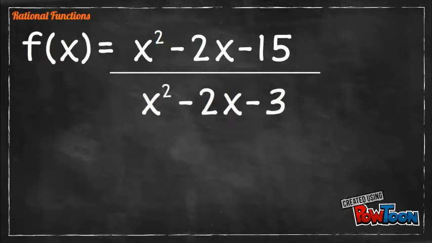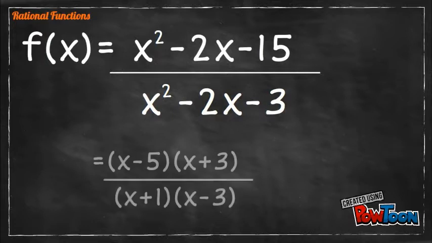The next rational function is f of x is equal to x squared minus 2x minus 15 over x squared minus 2x minus 3. Factoring out, we have x minus 5 times x plus 3 over x plus 1 times x minus 3.